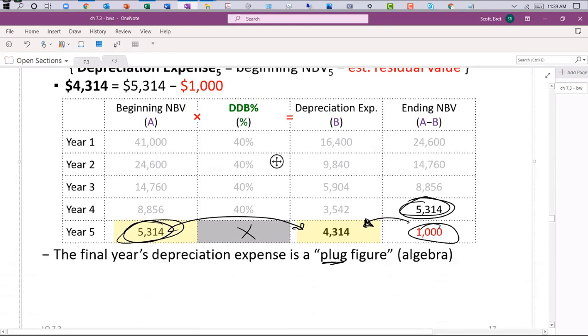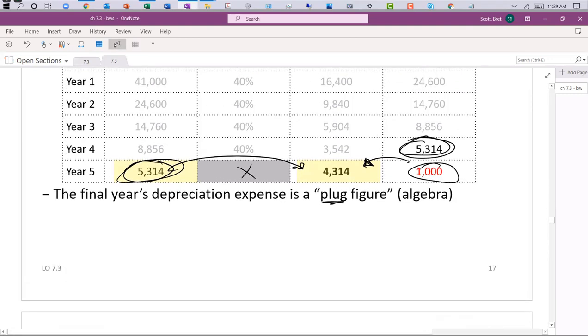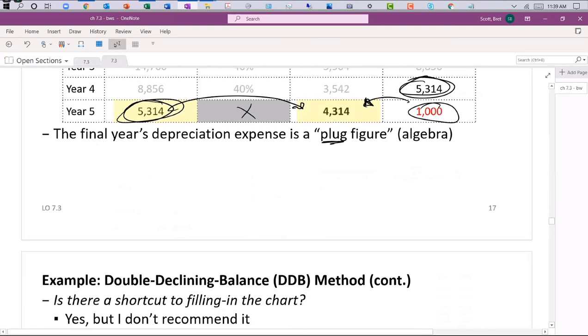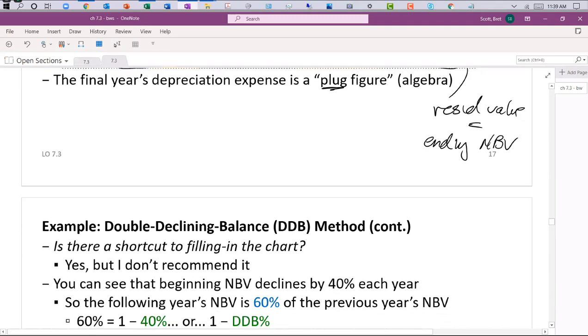So this is a plug figure. It's just the algebra needed to determine the depreciation expense. All the years prior, we just multiply the beginning net book value times the 40%. But it's that last year that tends to cause people trouble. So this is the residual value, which also equals ending net book value. When all is said and done, the net book value should still be the residual value.